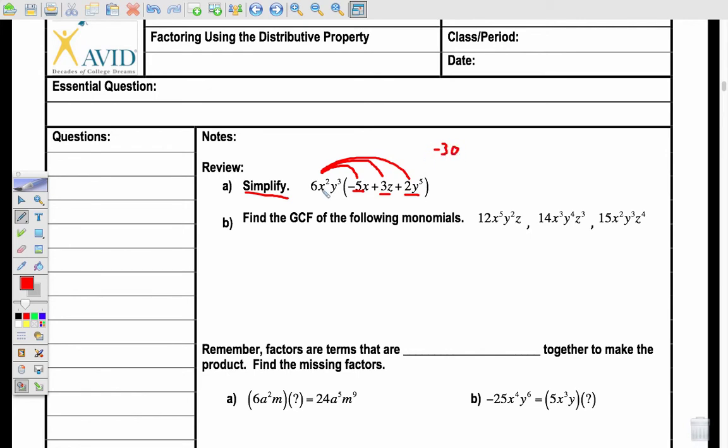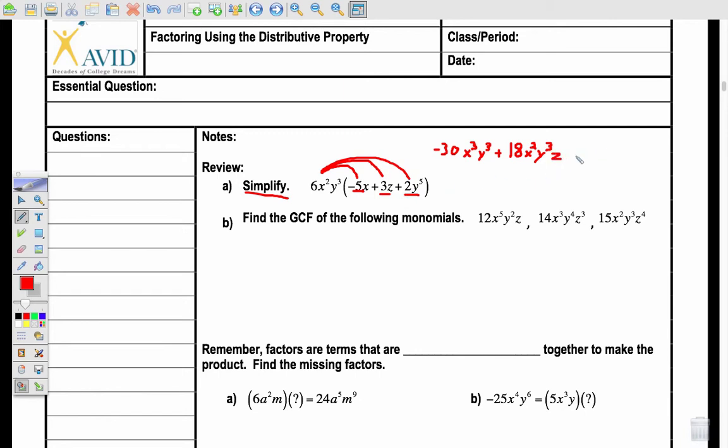We got x squared times x, that's going to be x to the third. We have y to the third. There's not a y here, so that's just going to stay y to the third. Alright, then we go on to the next one. So we got plus 6 times 3 is 18. X squared times, there's not an x here, so that's just going to stay x squared. There's not a y right here, so that's just going to stay y to the third. And z will just stay z.